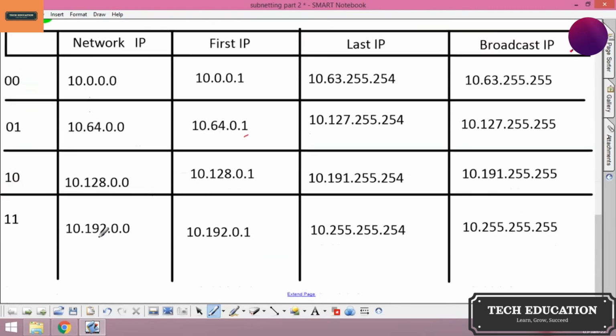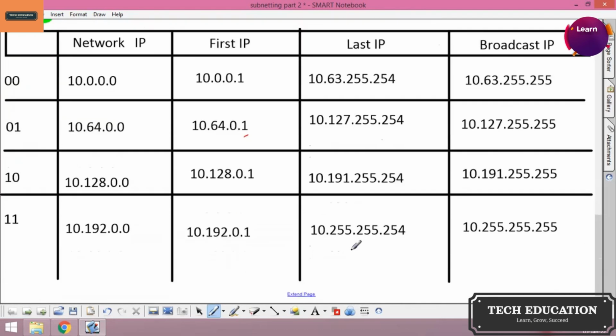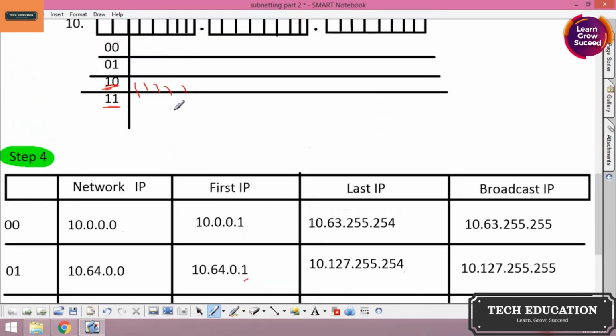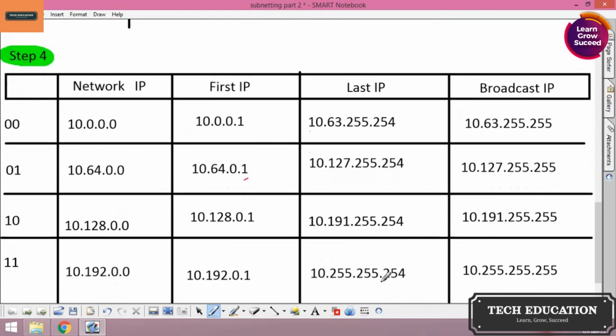So 10 dot 128 plus 64, 192, 0 0. And first IP: don't disturb network portions, all host bits apply 0 except the last bit 1. So this is how we apply it. And this side last IP: don't disturb network portions, all host bits apply 1 except the last bit is 0. So 10 dot 255 dot 255 dot 254.